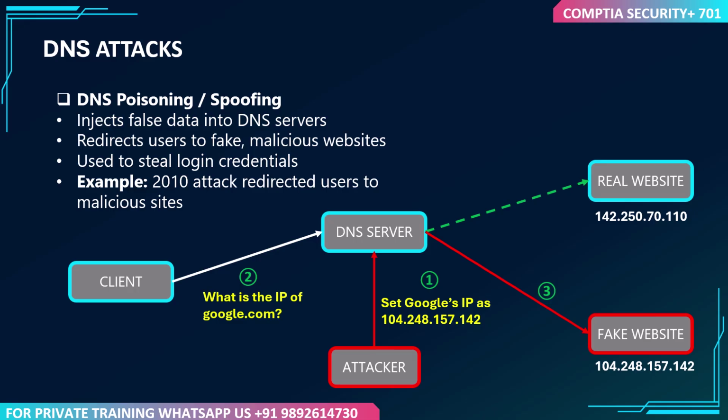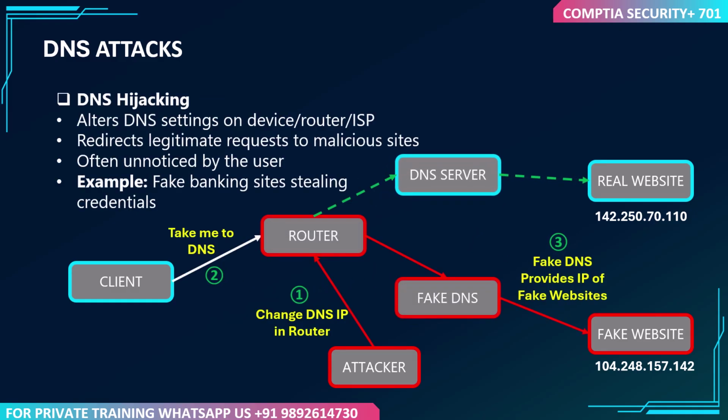A real-life example of this happened back in 2010, when some people trying to access popular websites were instead sent to malicious sites because of a DNS poisoning attack. And these types of attacks can be hard to detect, and they can spread quickly if not caught early.